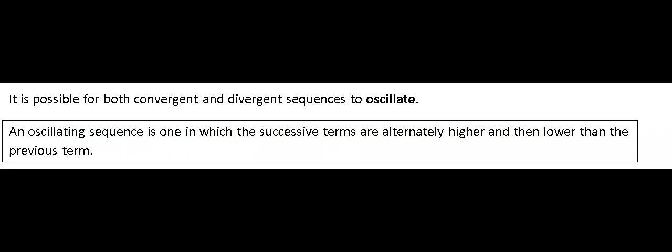It is possible for both convergent and divergent sequences to oscillate. An oscillating sequence is one in which the successive terms are alternately higher and then lower than the previous term. A very easy oscillating sequence to look at would be minus 1, 1, minus 1, 1, minus 1, and so on. You could also have others, such as 2, minus 4, 8, minus 16, 32, and so on, which is also an oscillating sequence. Right, we're going to look at an example of this now and see how it looks.